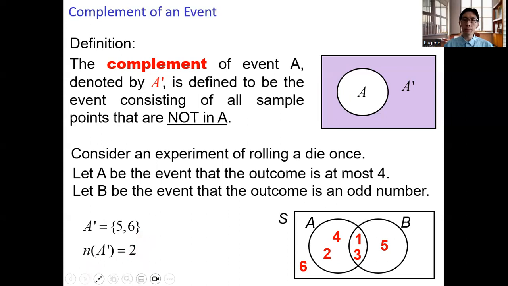How about the complement of event B? In the circle of B, we can see the numbers 1, 3, and 5. The numbers 2, 4, and 6 are outside circle B. So the complement of B consists of sample points 2, 4, and 6. And the number of elements in the complement of event B is 3.